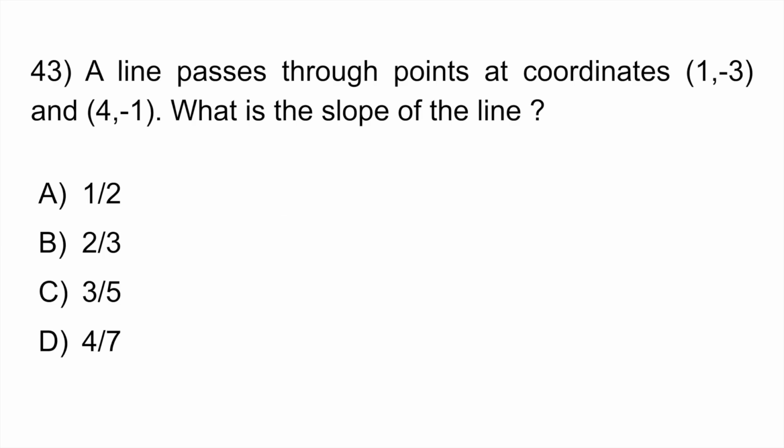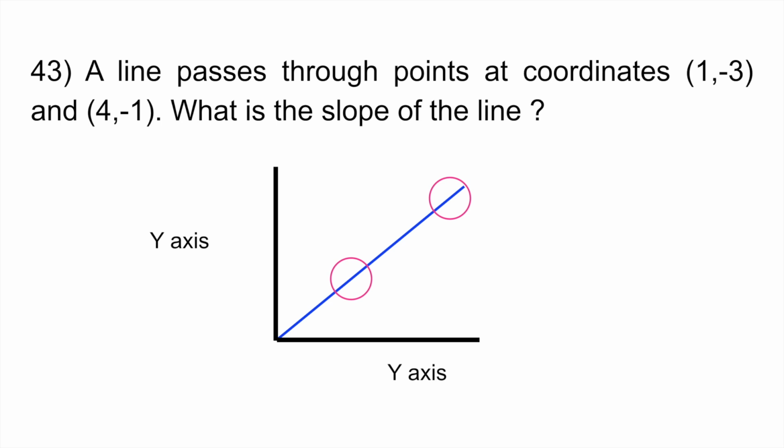A line passes through points at coordinates (1, -3) and (4, -1). What is the slope of the line? Okay, so this is what they're asking you. Basically, they're telling you that there's a line, and they're giving you 2 points on the line. And what they want to find out is the slope, or the inclination, so to speak, of that line.